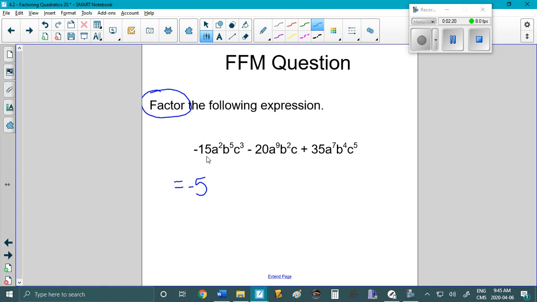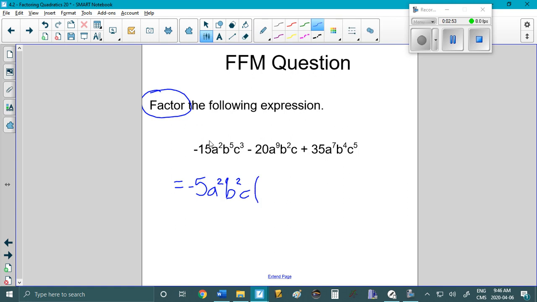All right, now let's look at the a's. We've got a squared, a9, a7. So we take the lowest one. We can take an a squared out of everything. The b's, we've got b5, b2, b4. Again, b squared, or b to the exponent 2 comes out. c3, c, and c5. So we can take out a c. Okay, and that's my attempt at a bracket. It's a little hard writing on this little tablet thing. I'm sure you're experiencing challenges of your own.